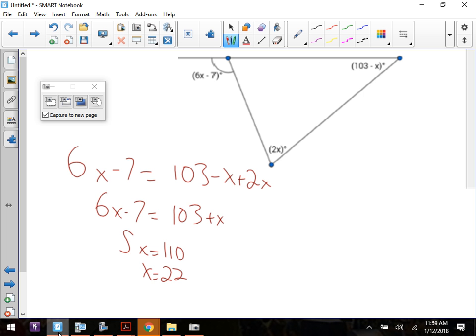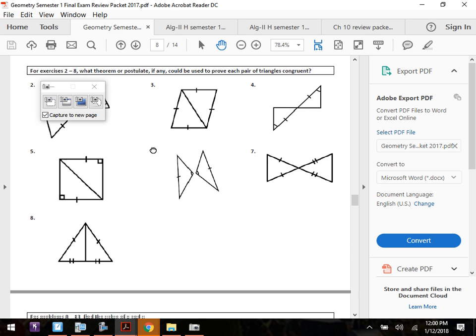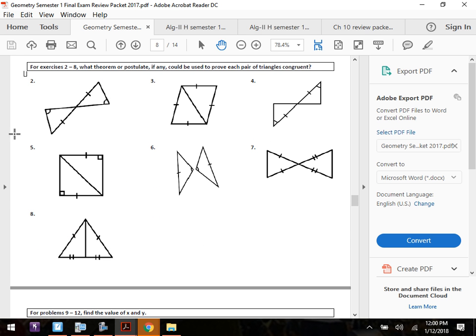The next group is when you start looking at the diagrams themselves, trying to decide whether or not you have extra information you can mark up in order to show that you have congruent triangles. And we've done this a ton of times. And you guys know that it's relatively easy just to pick up and look at the diagram and figure out, all right, what do you have, what do you need to show, that kind of stuff.